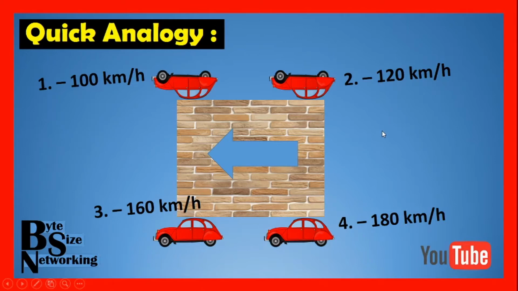What's going to happen? This wall is still going to travel at 100 kilometers per hour to its destination because unfortunately car 1 still cannot go faster than 100 kilometers an hour, and as a result it is holding up all the unused capacity in the other vehicles that actually can go faster.